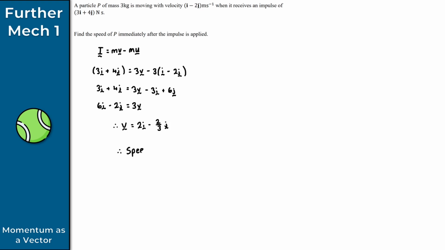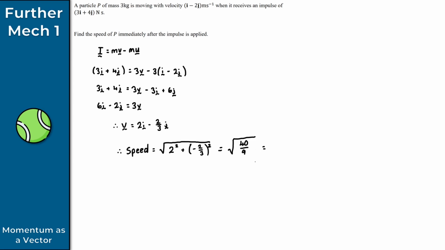So speed is equal to the magnitude then of this vector here. So that would be the square root then of 2 squared plus minus 2 over 3, all squared. So just put this into your calculator here. And what you should get then is the square root of 40 over 9.